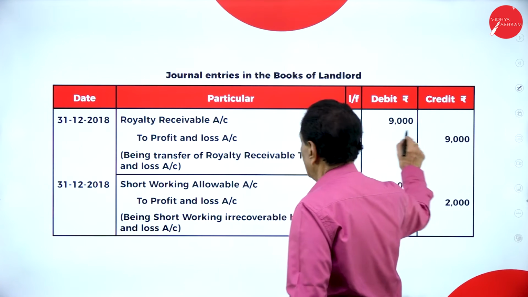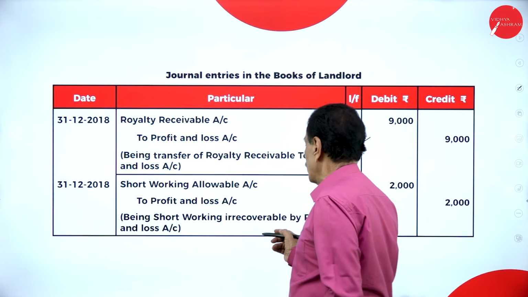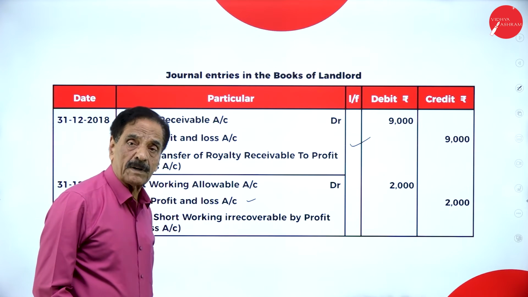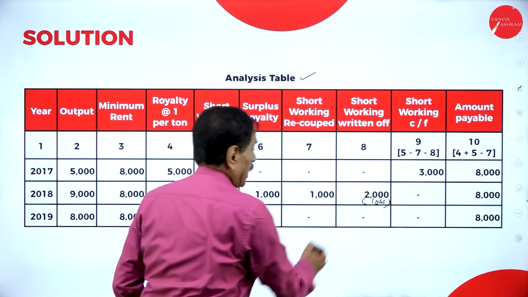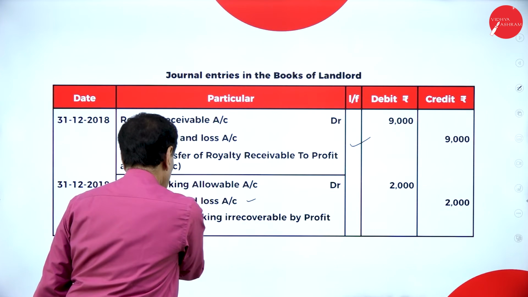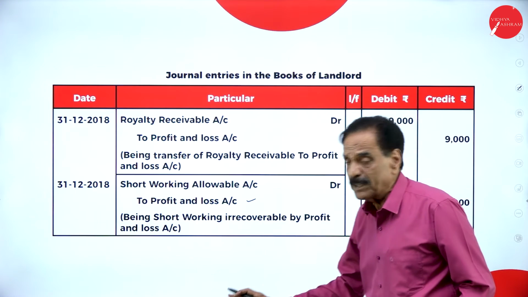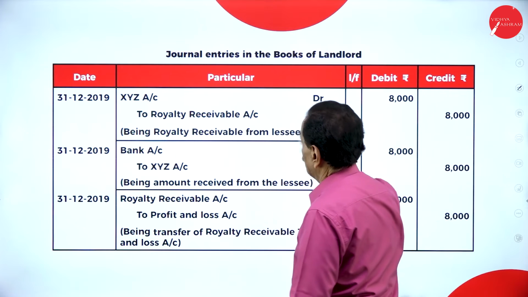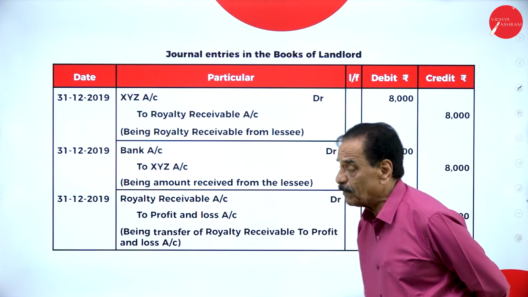Then royalty receivable to profit and loss account. Then short working allowable account debit to profit. Being short working irrecoverable, transfer to profit and loss account. This is the entry which is not recovered. Short working allowable account debit to profit and loss account, being the irrecoverable short working transferred to profit and loss account. Then 19, XYZ company account debit to royalty receivable account, being the royalty receivable from lessee.